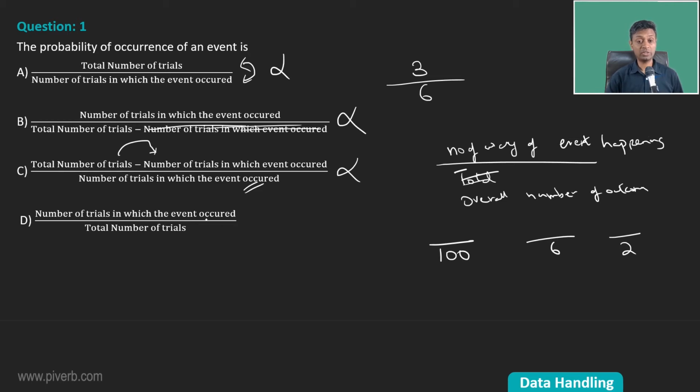Number of trials in which the event occurred by total number of trials. Wonderful. Very straightforward. Event outcomes by overall outcomes. Number of outcomes in which the event occurs, or you define as an event, divided by total number of outcomes.